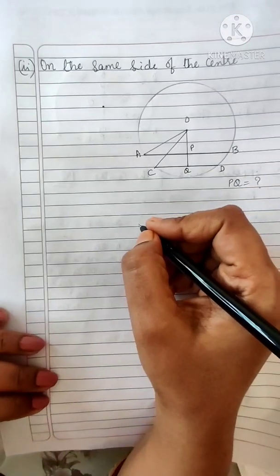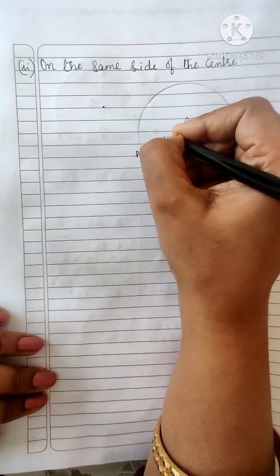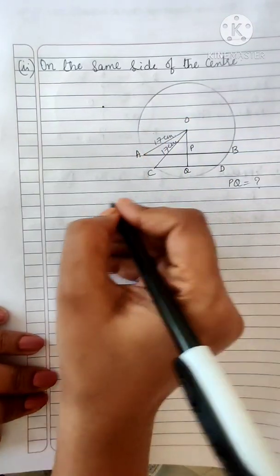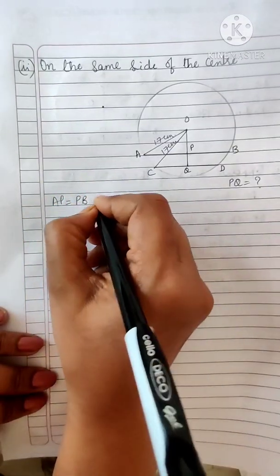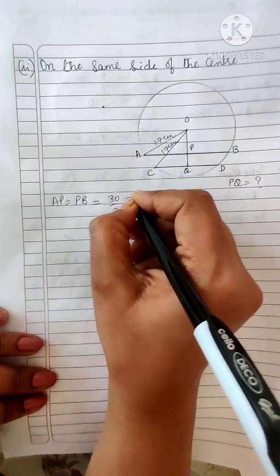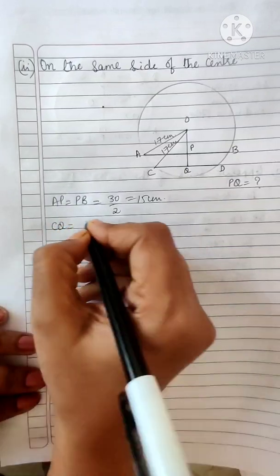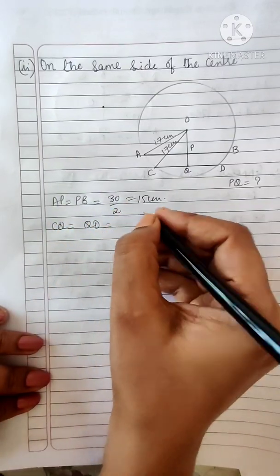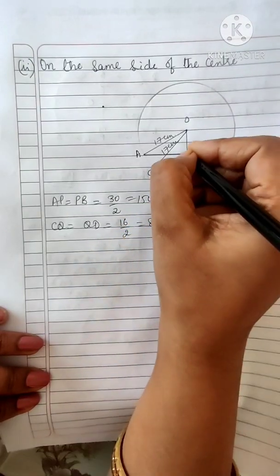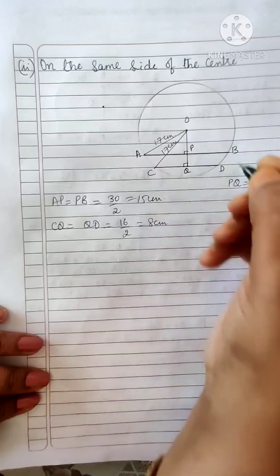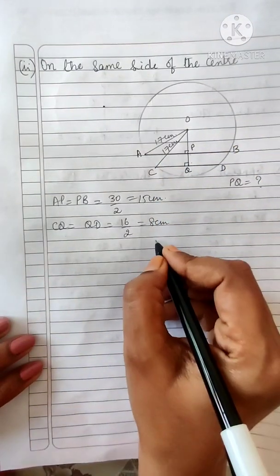Now the radius of the circle is 17 centimeter and AP is equal to PB is equal to 30 by 2, which is equal to 15 centimeter. Similarly, CQ is equal to QD, which is 16 by 2, equal to 8 centimeter. This makes an angle of 90 degrees. The perpendicular drawn from the center bisects the chord.